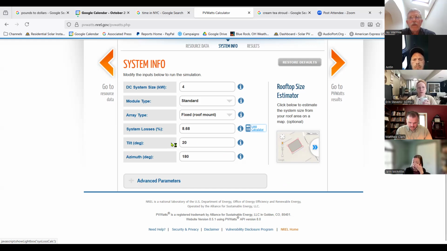Then we want to say, okay, what's the altitude, the tilt of the roof? Well, if it's a roof-mounted system, the tilt of the roof is what the roof is. You're not going to be able to adjust that. But that's 20 is what they defaulted at. You can take your phone when you're on a site assessment and just lay it on the roof. They have apps that'll tell you what the angle is.